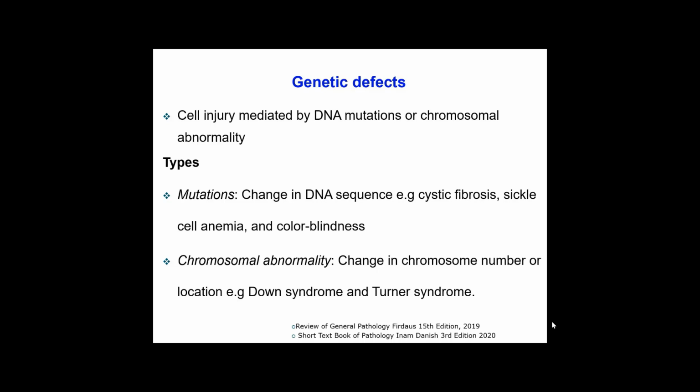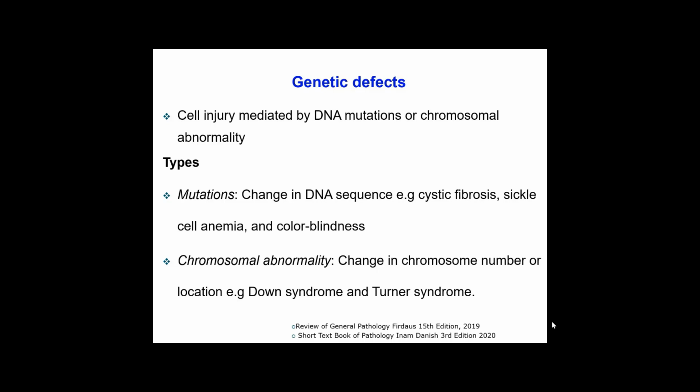Genetic defects can also cause cell injury, and this is due to DNA mutation or chromosomal abnormalities. Mutation can be defined as a change in the DNA sequence. Examples are cystic fibrosis, sickle cell anemia, and color blindness.